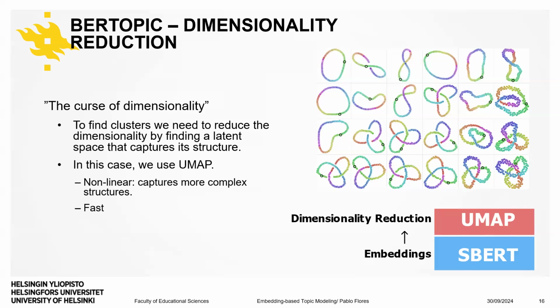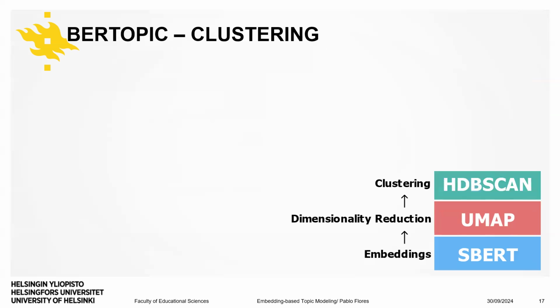Once we have reduced this 300 or 8,000 dimensional embedding into some more manageable dimensionality, which is usually 5 to 10 dimensions, we can start grouping documents together based on their embeddings. We can try to find groups of them. So for this, we use clustering methods.